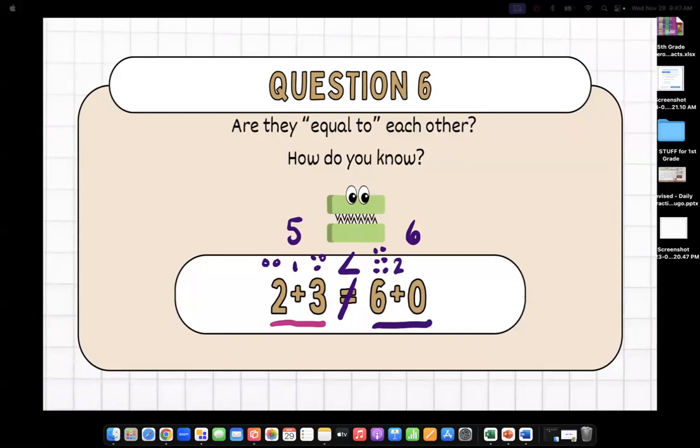You're going to eat the bigger number, right? The mouth is always turned toward the bigger number. The crocodile or the gator is going to eat the bigger number.